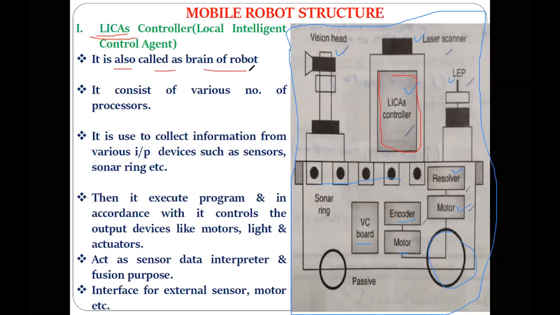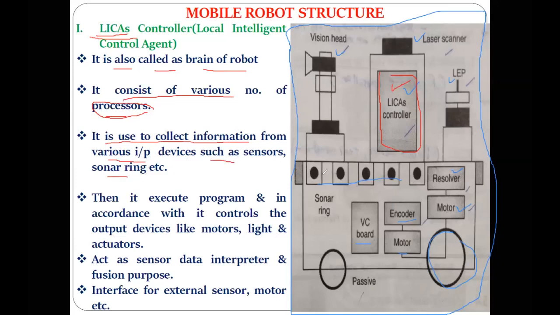Now, whatever processing happens in the human being happens with the help of our brain. It consists of a number of processors. If processing has to be done, there is always a utilization of a processor. So this LICA controller consists of multiple processors. It is used to collect information from various input devices, such as the sensors and sonar rings.